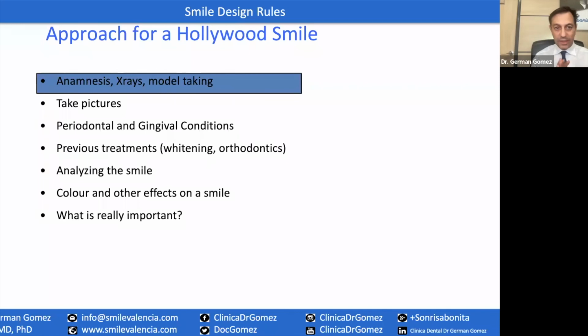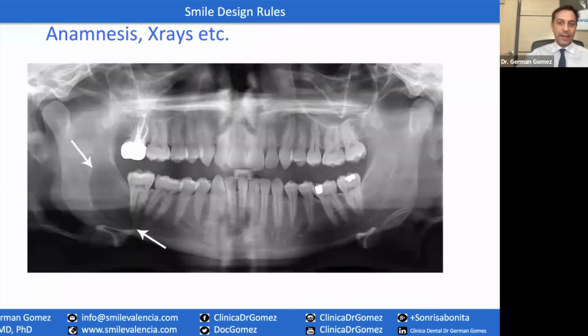So one of the things that we have to do is anamnesis, X-rays, model taking. Everybody knows about that, okay? We need to see things that might not be seen by everybody. Otherwise we make a smile design, and this person needs urgent help for something else, okay? You see the cyst here, okay?